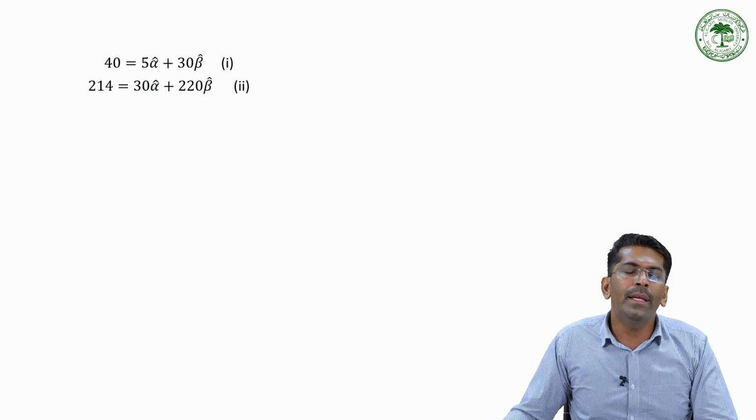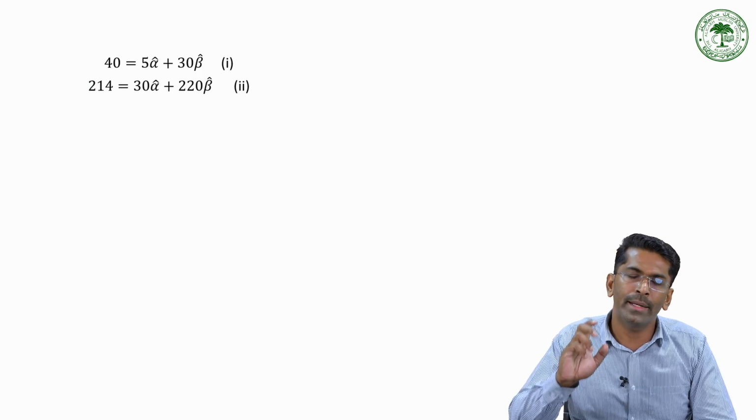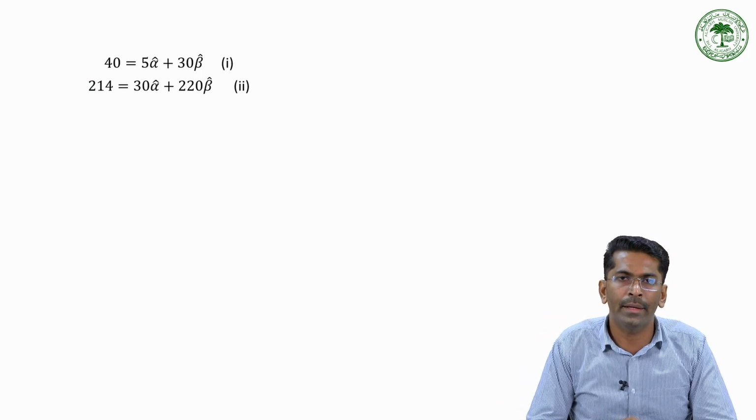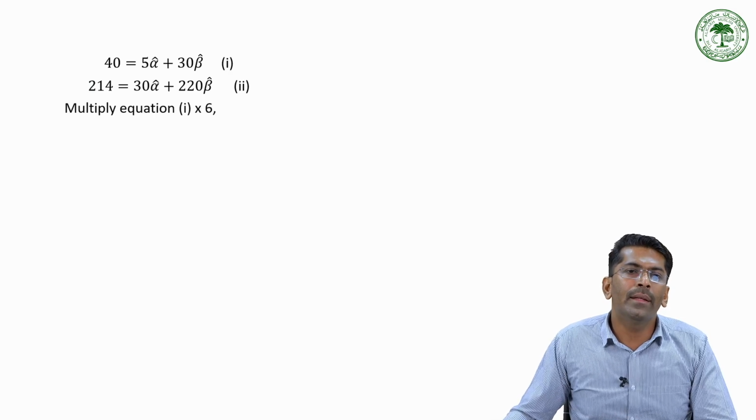Then after that, this is a simultaneous equation with two unknowns, that is alpha hat and beta hat. We want to calculate the value of alpha hat and beta hat, and accordingly we can formulate the regression equations. Now, I am going to use the elimination method here. First I am going to eliminate alpha so that the coefficient will be the same. I am going to multiply equation number 1 by 6 so that the coefficient will become the same.